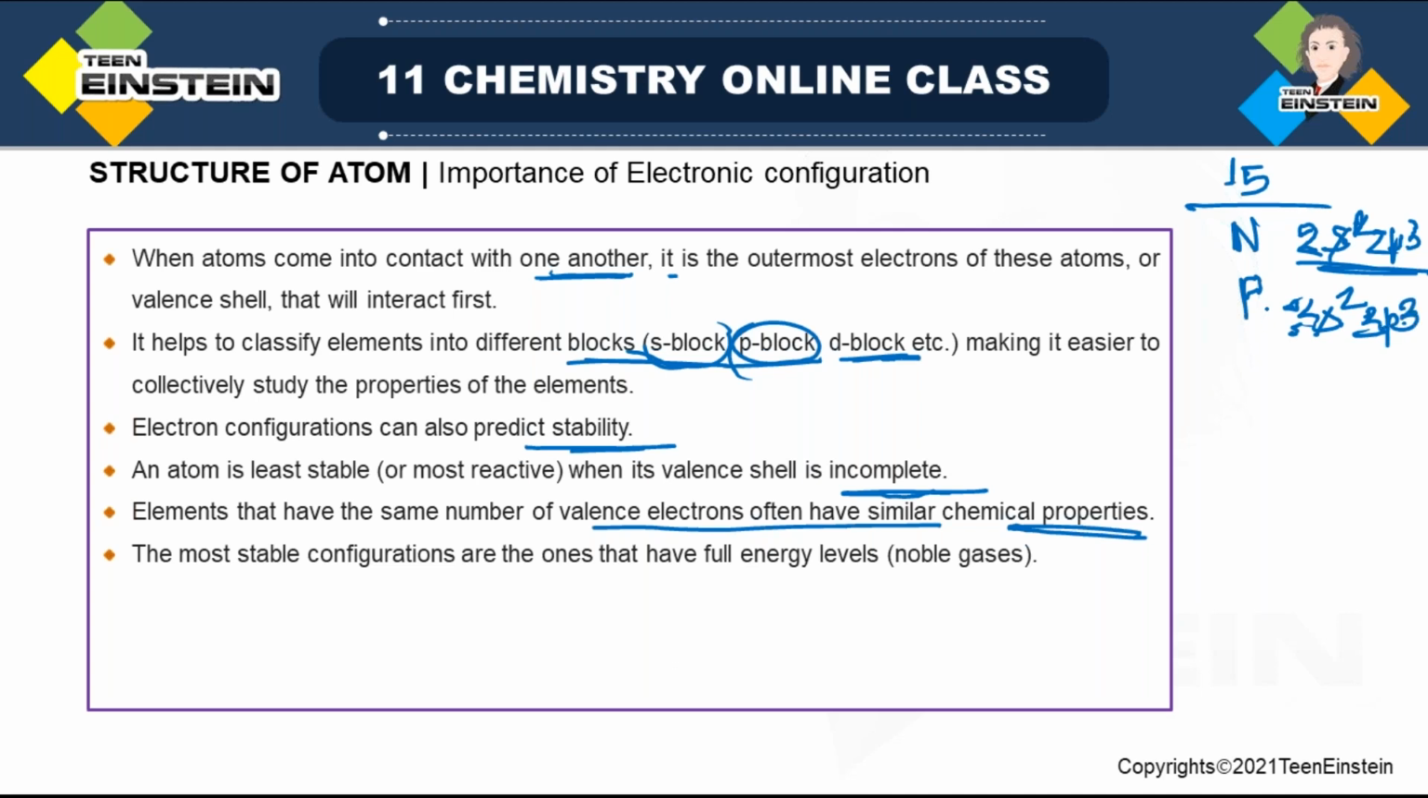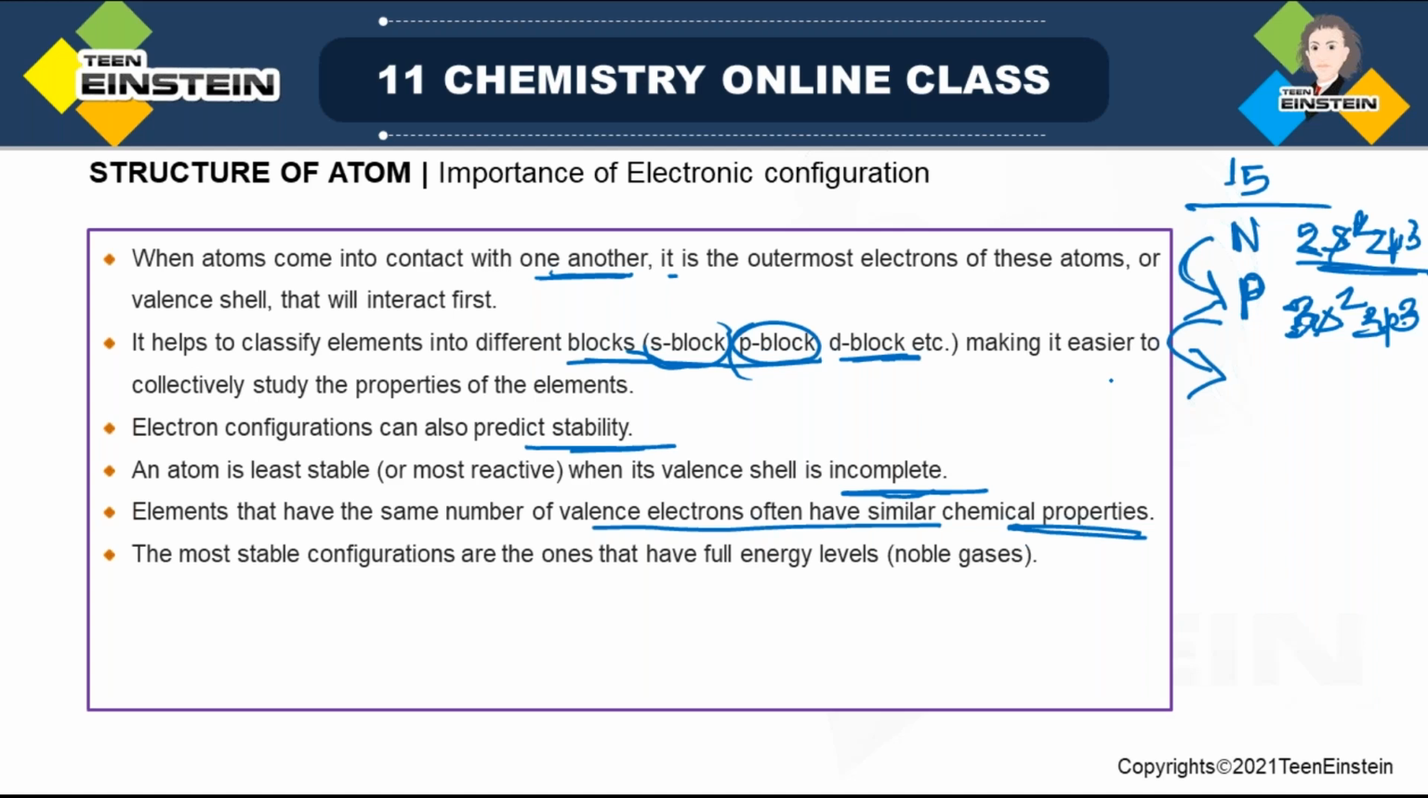Similarly, the next element after phosphorus should be 4s2 4p3. That means it is maintaining the same valence electrons. The only difference is the principal quantum number changing, because you are jumping from the second period to the third period, and from the third period to the fourth period. So obviously the n value will increase, but the format of the electronic configuration is the same. That is the reason nitrogen, phosphorus, arsenic, and the other elements in group 15 have some similarity in their chemical properties.